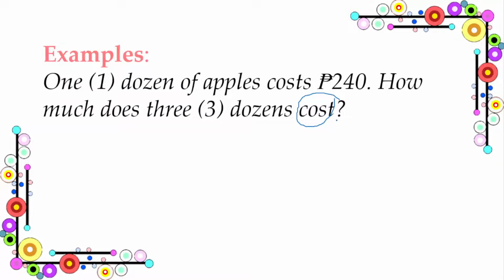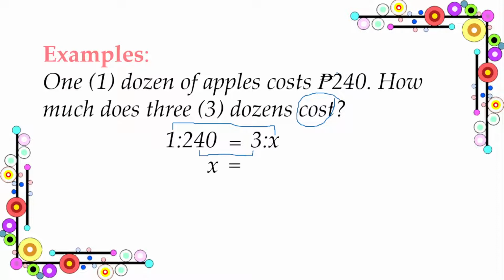So our first equation is 1 is to 40 equals 3 is to x because we're finding for the cost. So now we're going to multiply the extremes. So 1 times x, we get x or 1x, okay? Automatic po yan pag walang ano dyan. It is 1x, okay?